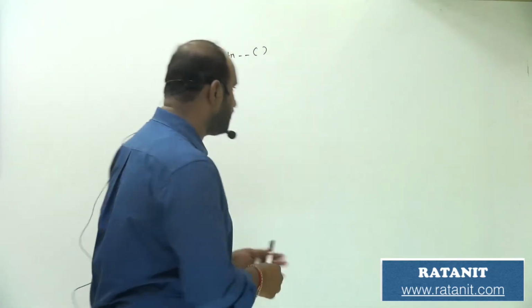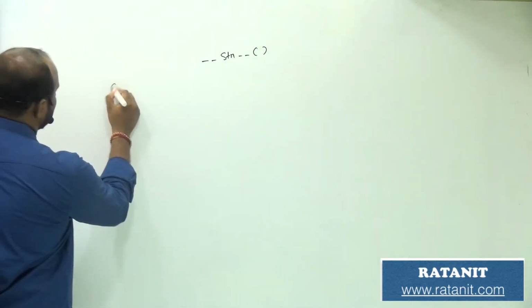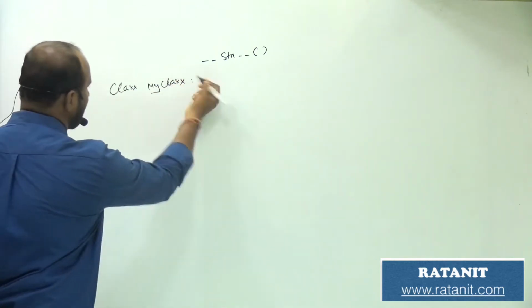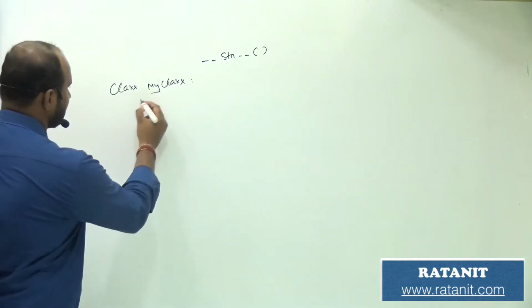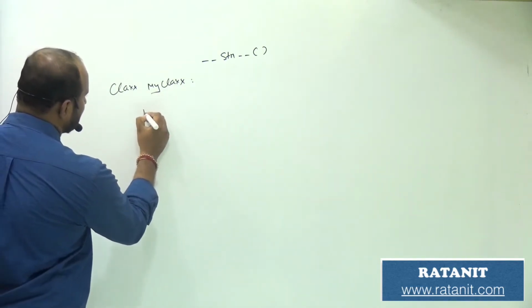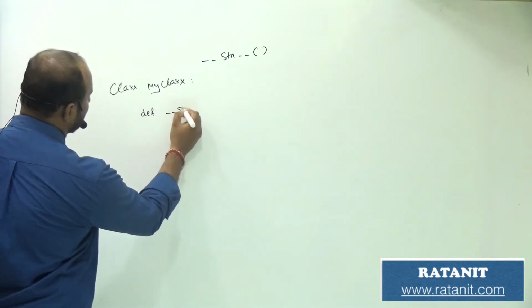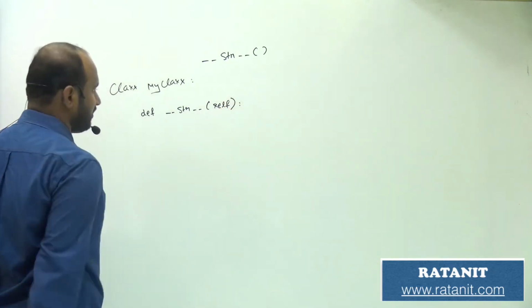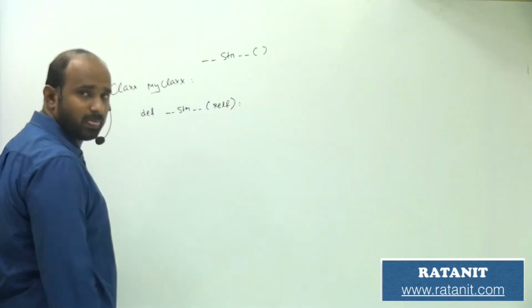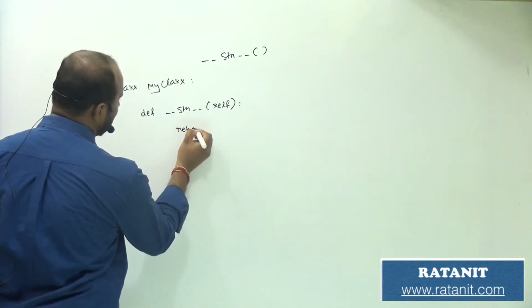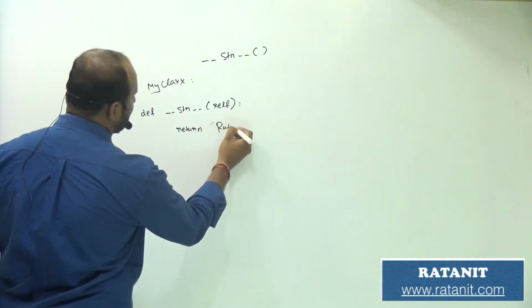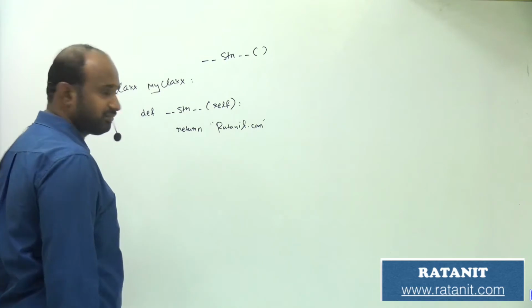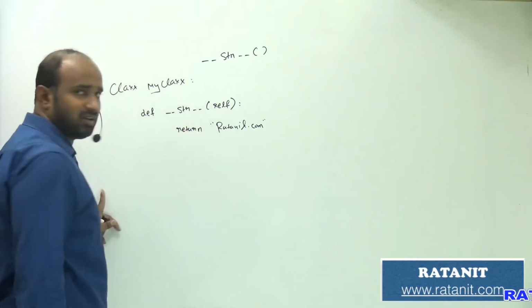Good. Let me write a small example here. I declare a class named my class. Here I declare def underscore str underscore, and to represent that it belongs to the class we have to use the self keyword. The return type of underscore str is string, so I simply return a string: ratanit.com. If you want material and all, you can go to my website ratanit.com.